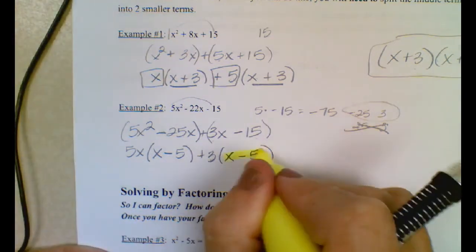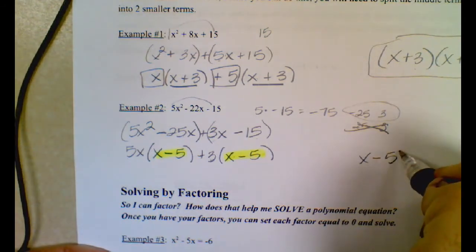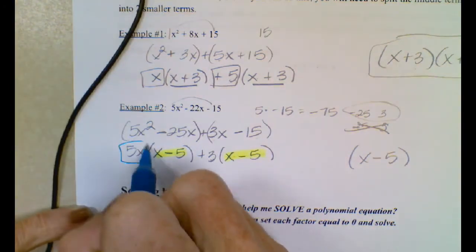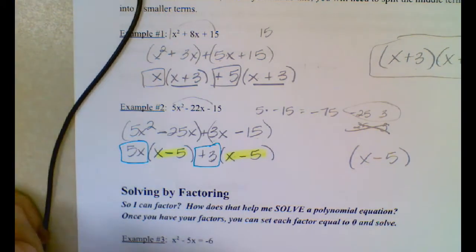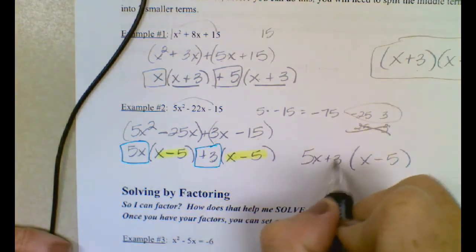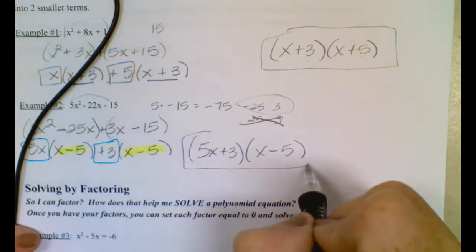the same factor for both. So that becomes one of my factors. And then the other factor is going to be what I factored out of each put together. So my other factor will be 5x plus 3. Again, I would check it to be sure that this is actually correct.